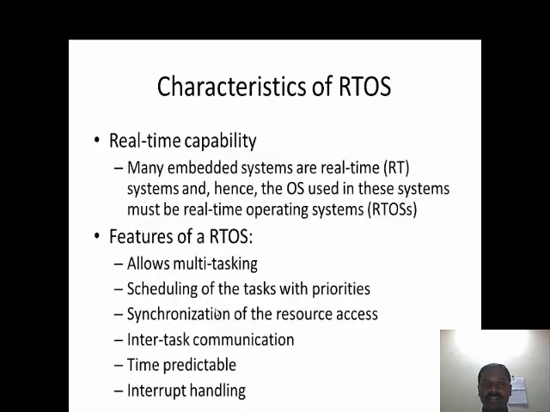What are the real-time capabilities and features of a real-time operating system? We can see multitasking, scheduling of tasks with priorities, as I was discussing right now, synchronization of resource access, inter-task communication, time predictability, and interrupt handling. Time predictability and inter-task communication are the main features I would point out on a real-time operating system, considering the scenario to apply. Let's discuss this in detail.